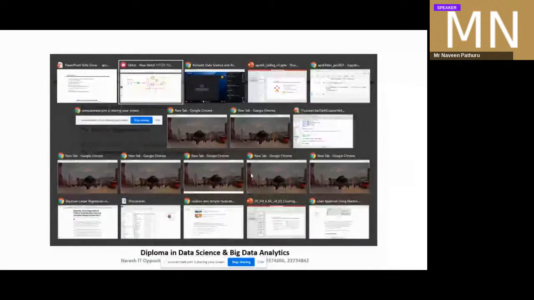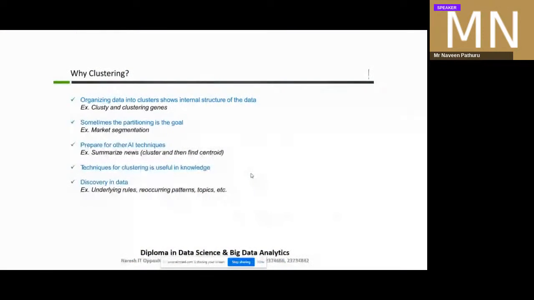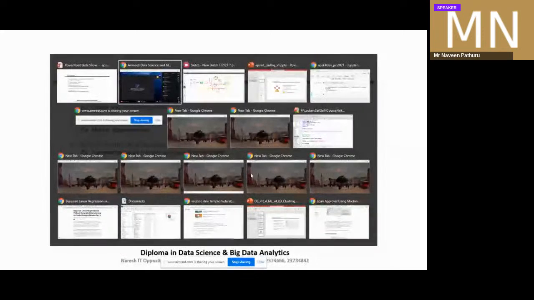Everybody with me so far? Can you give me a quick yes? Okay, so now let's get into the details. So why clustering? Why is it important? Well, let's see what we have here.